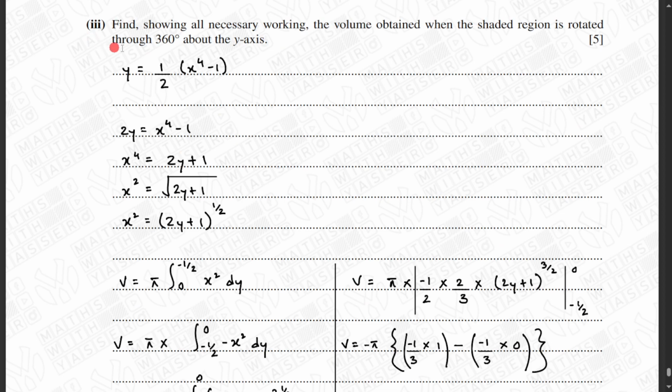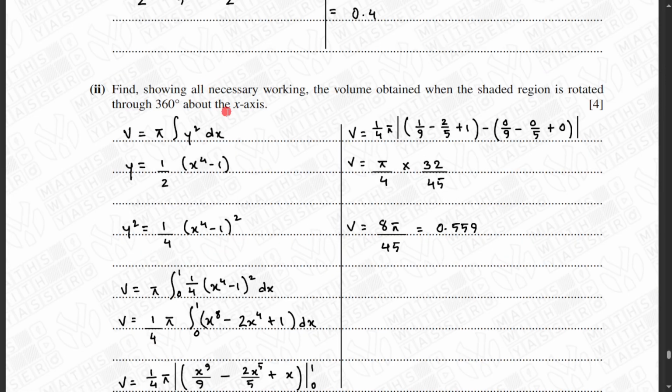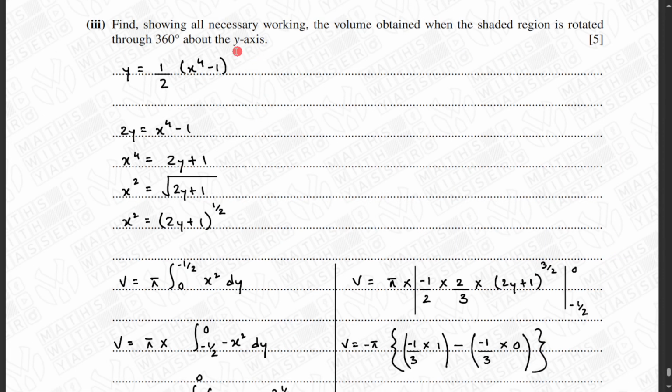For part 3, it says find, showing all necessary working, the volume obtained when the shaded region is rotated through 360 degrees about the y-axis. So y is equal to half of x to the power 4 minus 1. In the previous part of the question, we had to find the volume obtained by rotating about the x-axis. And now we need to find the volume obtained by rotating about the y-axis. So previously it was x-axis, now it's y-axis.